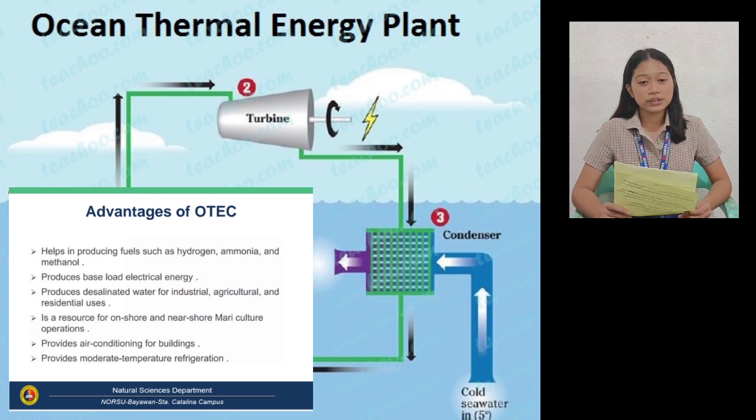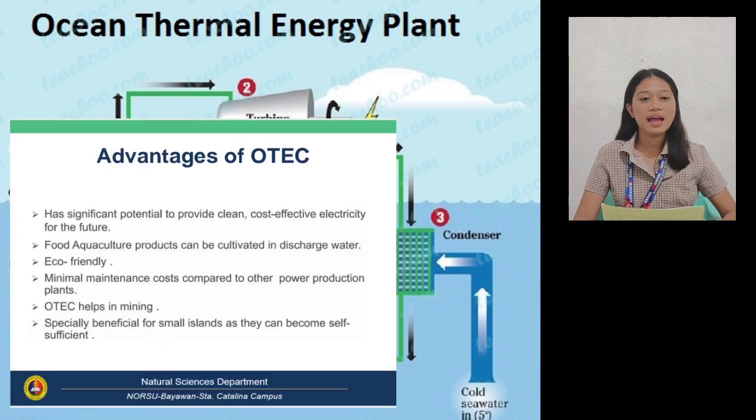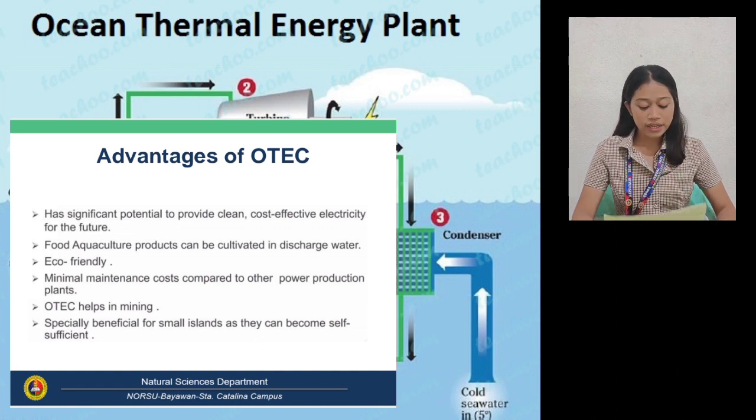Next is a source for onshore and nearshore mariculture operations. Provides air conditioning for buildings. Provides moderate temperature for refrigerators. Has significant potential to provide clean, cost-effective electricity for the future. Next, food aquaculture products can be cultivated in discharge water, such as fish, shellfish, and seaweeds. Discharge water contains residual nutrients, organic matter, and other substances, and can enhance the productivity of the surrounding ecosystem. OTEC is eco-friendly.